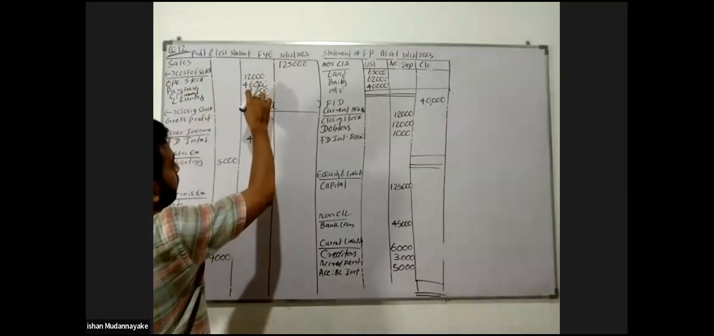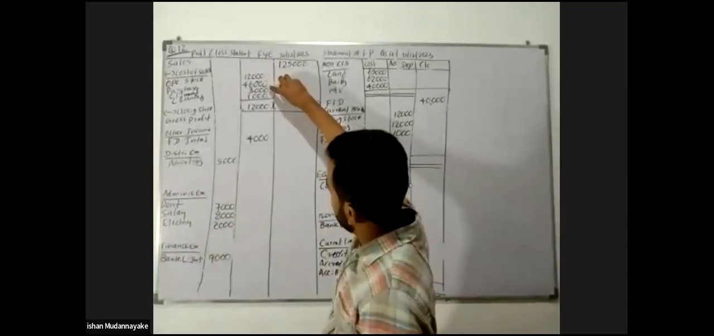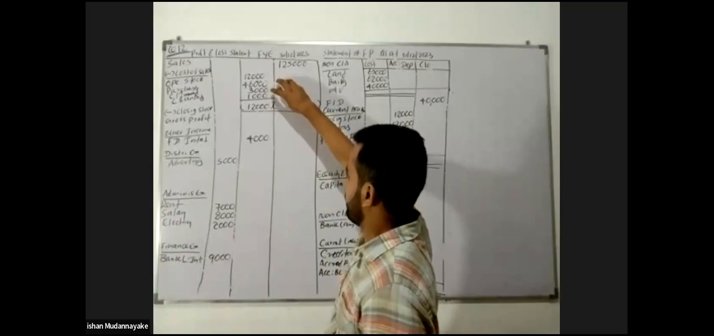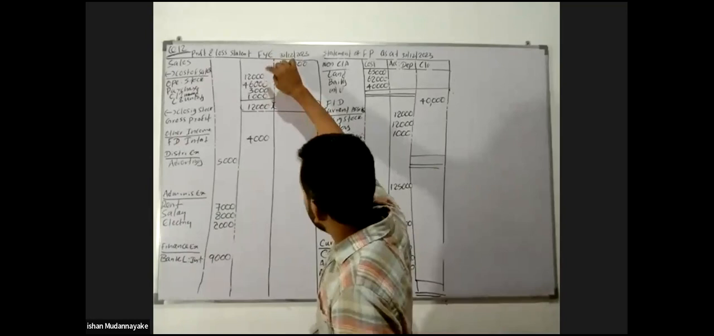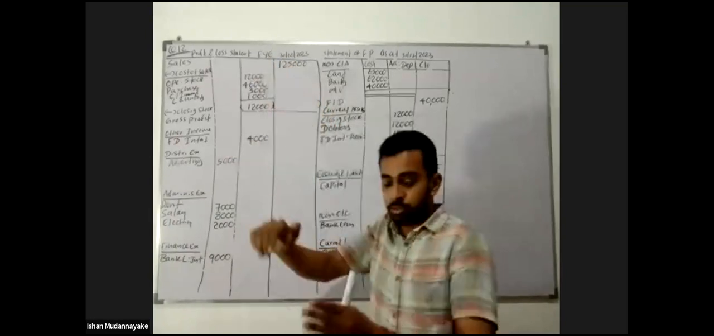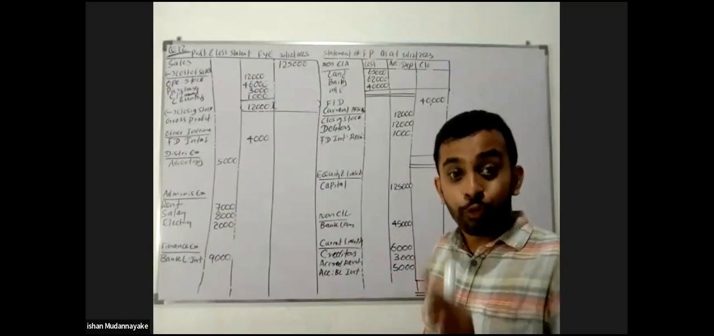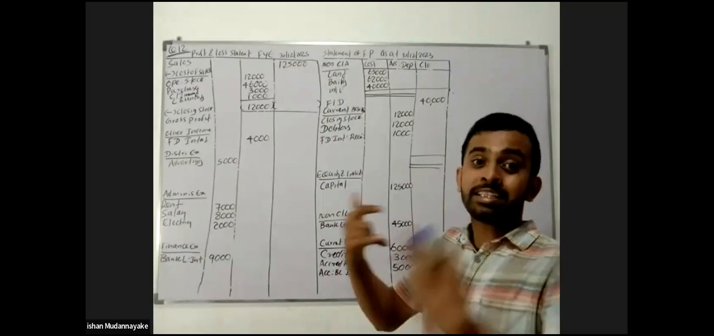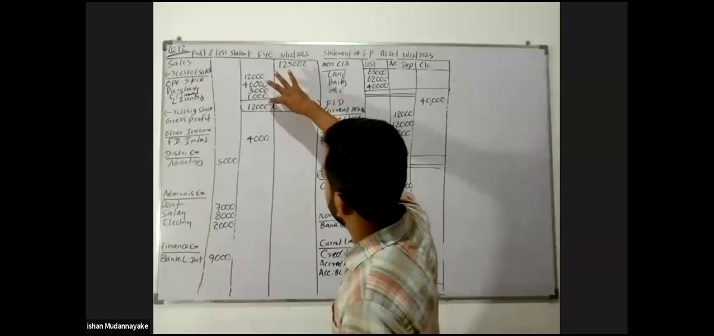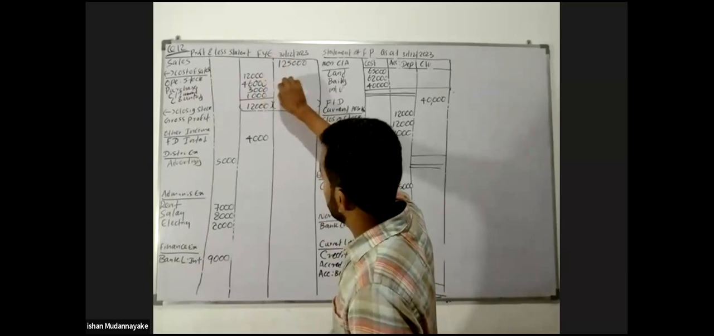Here this amount is called stock to be sold: opening stock plus purchases plus carriage inward plus loading expenses. Then the closing balance. The technical term for this is the cost of goods to be sold, stock presented for the sale.